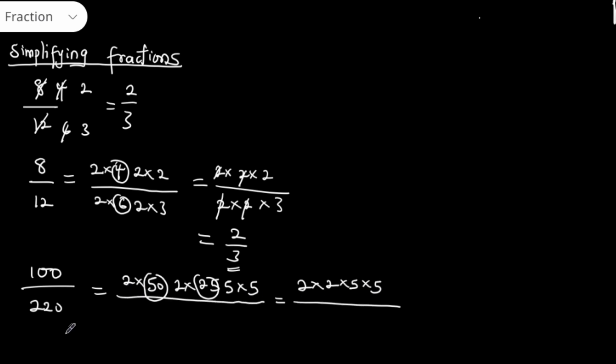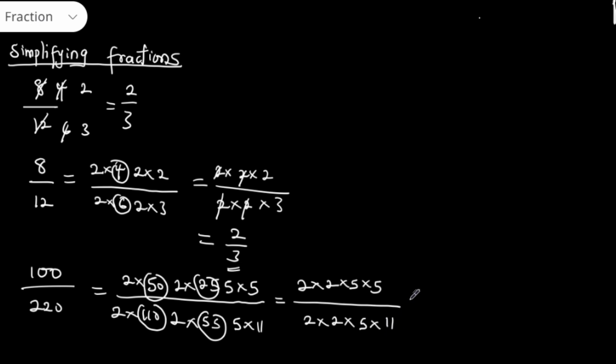Now we do the same for 220. 220 is the same thing as 2 times 110. 110 is the same thing as 2 times 55. 55 is the same thing as 5 times 11. So we can no longer split it again. 11, which is the last number now, is already a prime number, which can no longer be split. So which means that 220 is 2 times 2 times 5 times 11.